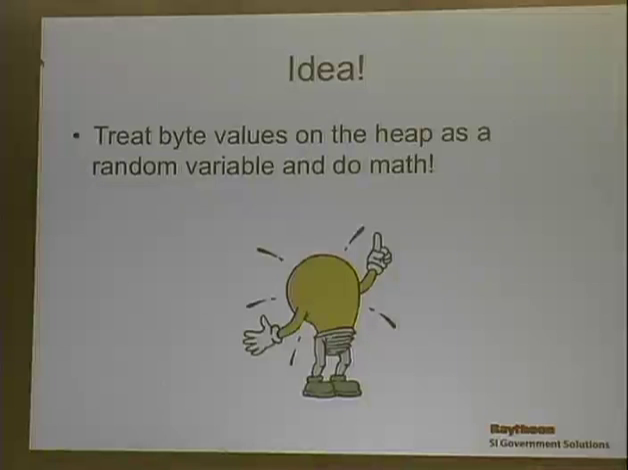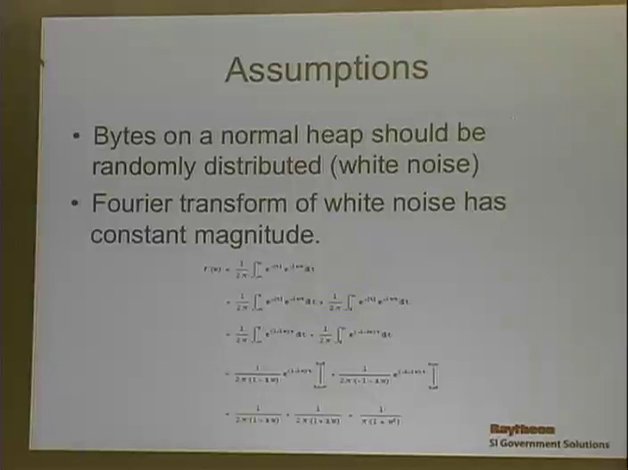So here's an idea. Let's treat the byte values on the heap as a random variable, and then we can apply math to it. We have some fundamental assumptions. The first is that on a normal heap, the byte values should be completely random. In other words, we should have white noise. If I take a Fourier transform of white noise, I know, because I have a math degree, that it has constant magnitude.